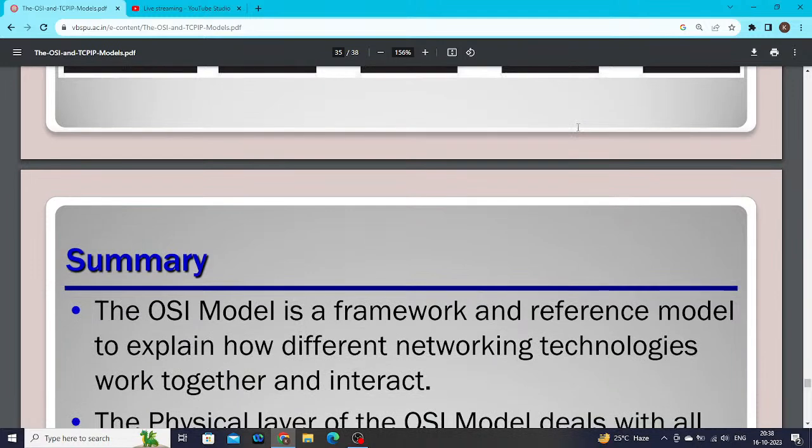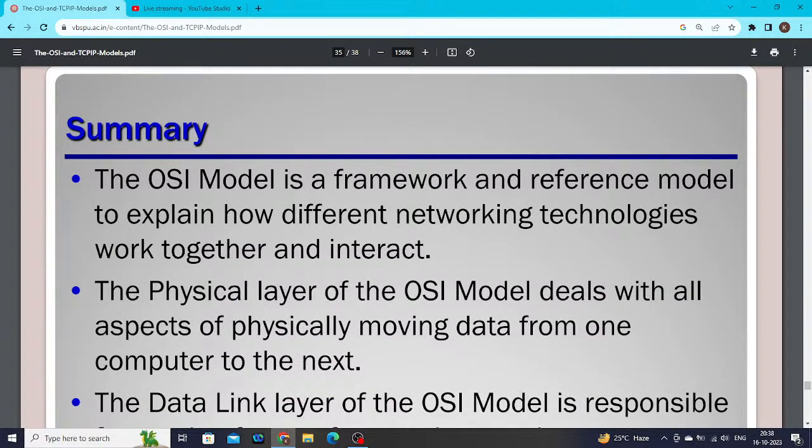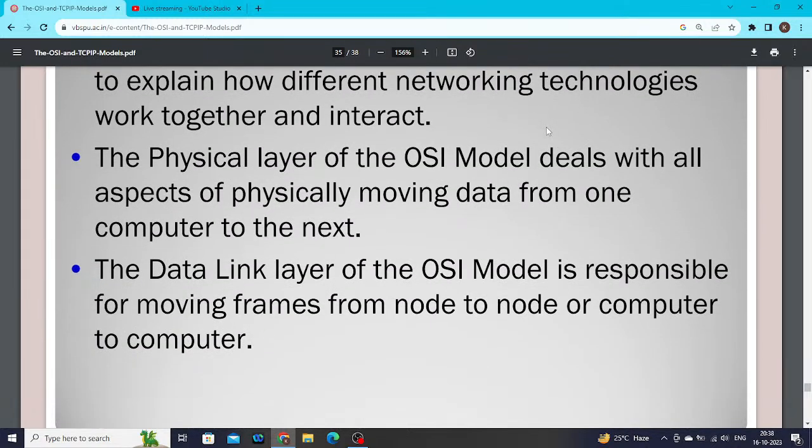So this is all about this topic. I hope you understood it. This topic is very important for your exams and also for some competitive exams related to computer science. So that's it from my side.